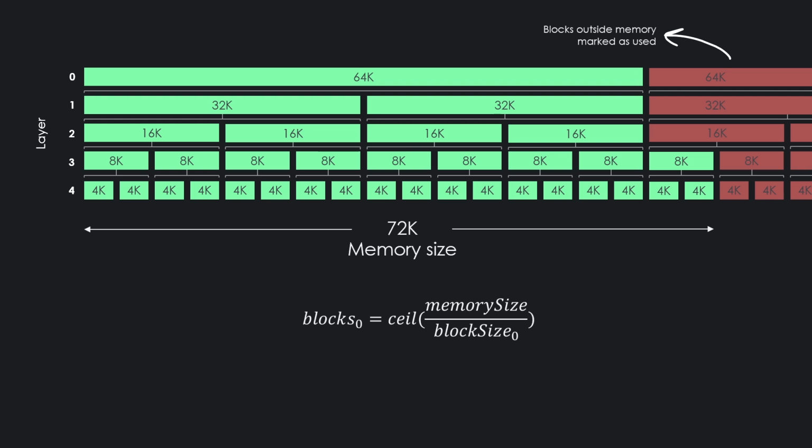So, we know how many blocks are on layer 0, and we are doubling the number of blocks on each layer. That means that the number of blocks is 2 to the power of the layer multiplied by the number of blocks on layer 0.